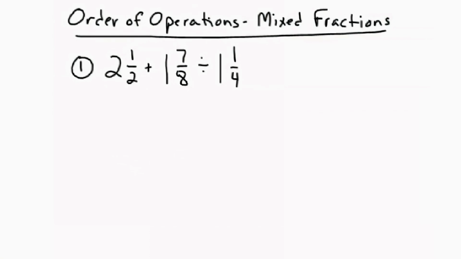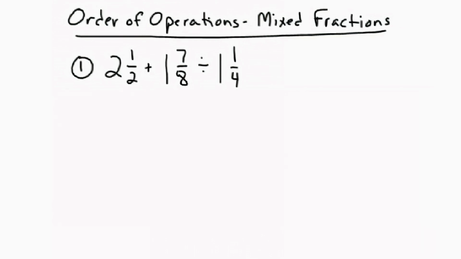We're going to take a look in this video at order of operations with mixed fractions. So you see our first example here. We have 2 1/2 plus 1 7/8 divided by 1 1/4. So we're going to have to remember a few things. We're going to have to remember our order of operations, and we're also going to have to remember how to convert a mixed fraction to an improper fraction. So let's begin by doing that.